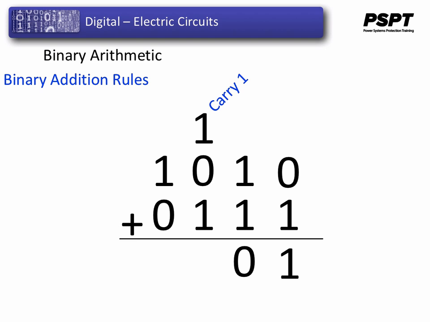So the next significant digit is 1 plus 0 plus 1, which is the same as 1 plus 1, which is 0, carry 1. And we put the carry up on top. So now we're left with 1 plus 1 plus 0. So 1 plus 1 is another 0, but you carry 1. So the answer is 10001.